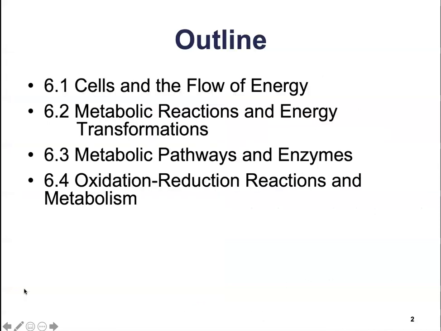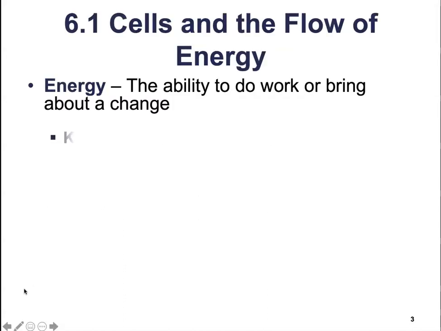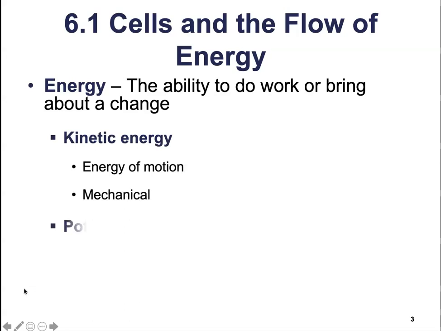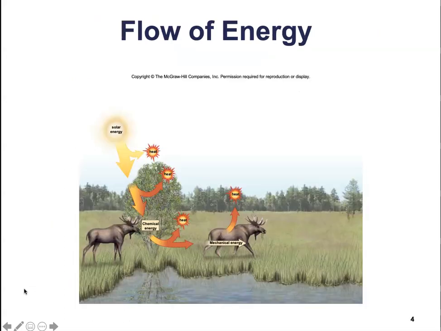All right. So in terms of the outline, we'll talk about cells and the flow of energy in general. And then we'll talk about metabolic reactions and energy transformations, and then some metabolic pathways and enzymes, and then oxidation and reduction reactions. So again, those oxidation and reduction reactions are reactions that are going to take place in photosynthesis and in cellular respiration.